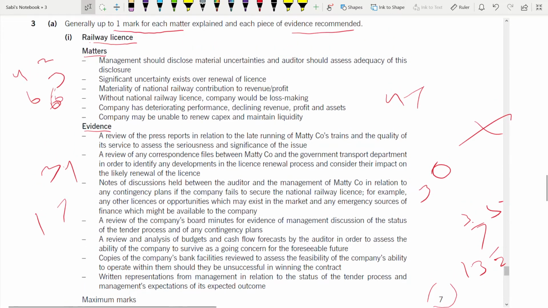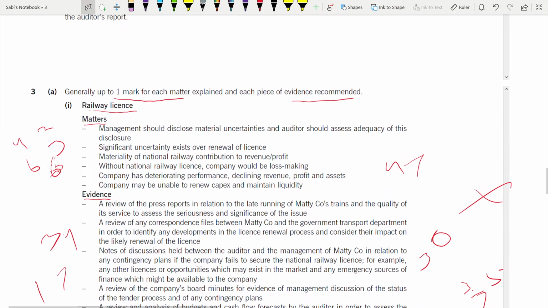So let us go to the matters first. What are the matters that you need to comment on? Okay, management should disclose material uncertainties. An auditor should assess the adequacy of this disclosure, how adequate the disclosures are. This is a matter. Okay. Number 2, significant uncertainty exists over a renewal of license. You see, you should be able to pick these points while you're reading the case study, the scenario. But in your answer, you cannot write like this. You cannot write answers like this in bullet points. You have to explain it in a well-developed paragraphs.